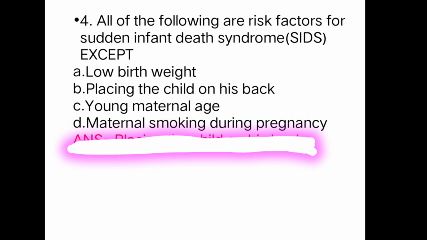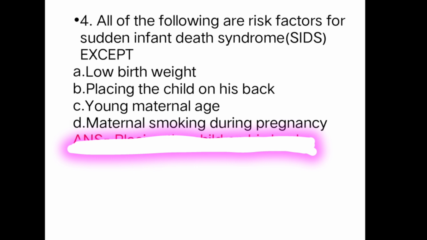So here again we have to understand the question. They have asked that among these 4 options, the risk factors of sudden infant death syndrome are given. Among these, one is not a risk factor. First one, low birth weight, yes, of course, it is one of the risk factors for sudden infant death syndrome. Option C, young maternal age, yes, of course. Next, maternal smoking during pregnancy is also one of the risk factors of sudden infant death syndrome.